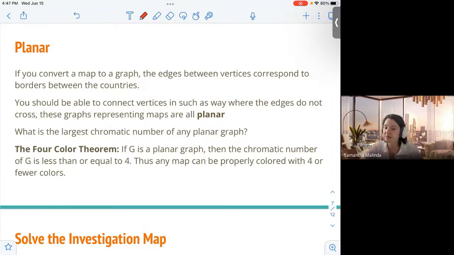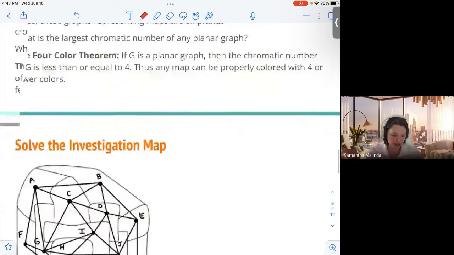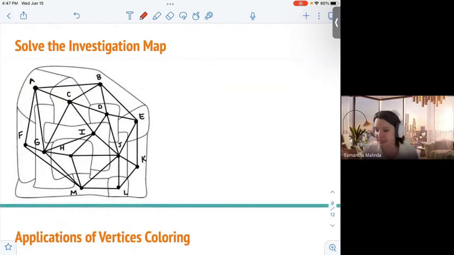So if G is a planar graph, then the chromatic number of G is less than or equal to 4. Thus, any map can properly be colored with 4 or fewer colors. So if it's planar, it has 4 or less colors. If it's not planar, it could have an infinite amount. So that is an introduction to planar. So let's actually go back to our investigation.